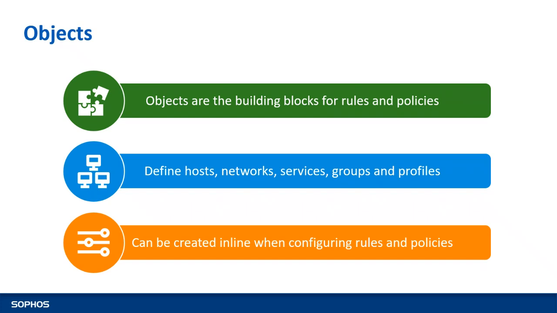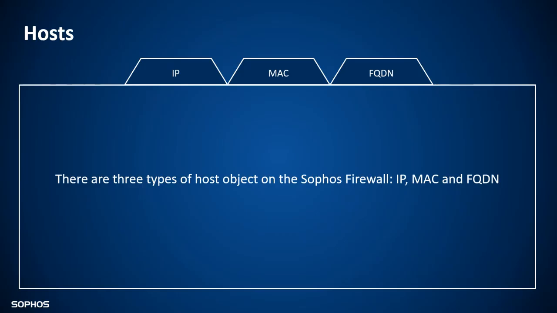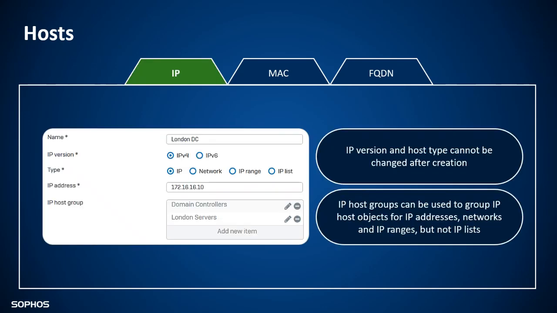This can be found in the system section of the firewalls. There are three types of host objects in Sophos Firewall: the IP, the MAC, and FQDN. The IP host objects can represent a single IP address, a subnet, an IP address range, or an IP address list for IPv4 or IPv6. The object has a name and then must be configured by the IP version, IPv4 or IPv6, and the type. Note that the IP version and type cannot be modified after the object is created.